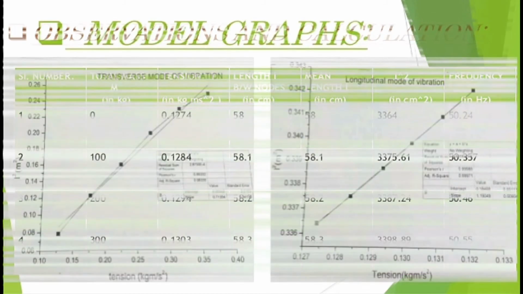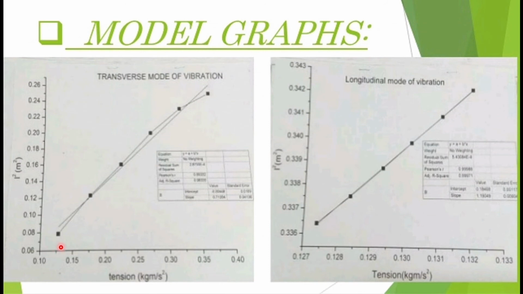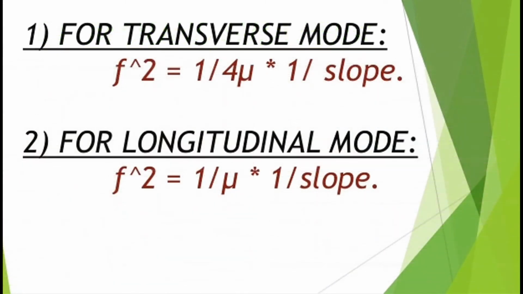In this slide we can see the graphs which I have drawn. This is for the transverse mode of vibration and the longitudinal mode of vibration. You can see that we plot tension versus l square M square. We must never forget the formula: f power 1 by 2 is equal to 1 by 4 mu into 1 by slope for the transverse mode, and for the longitudinal mode we derive it as f power 2 is equal to 1 by mu into 1 by slope. These two are important formulas for us.